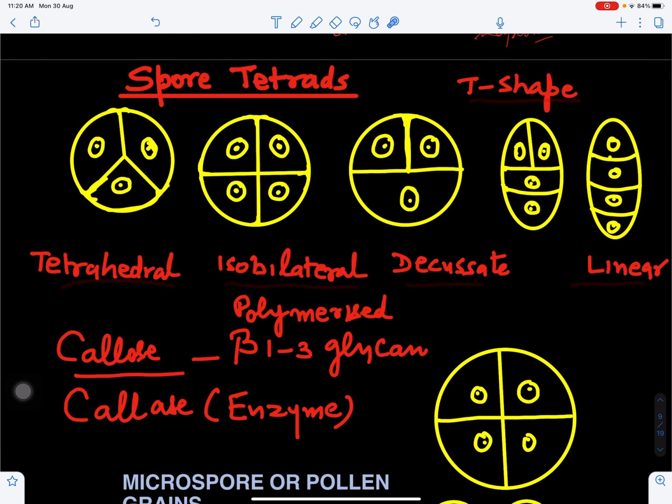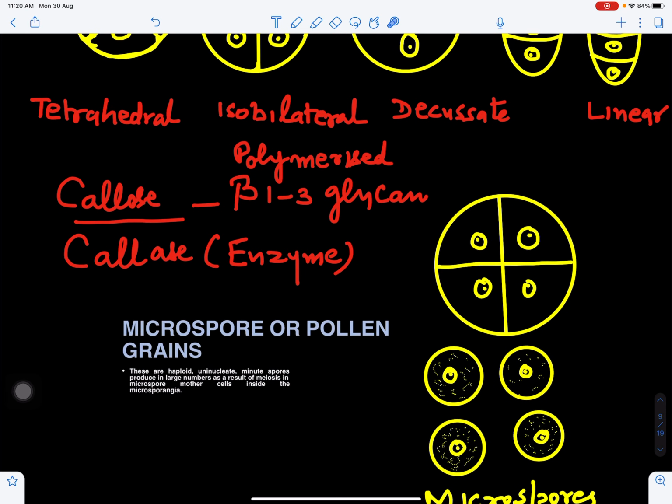Ultimately, these four microspores which are linked with each other will get separated with the help of an enzyme called callase. Now callase will dissolve this linkage which is formed by beta-1,3 glucan. Supposing this is callose which is linking them, then it will be dissolved with the help of this enzyme, right? And these microspores will get free. So four microspores will be produced, each haploid in genetic constitution.